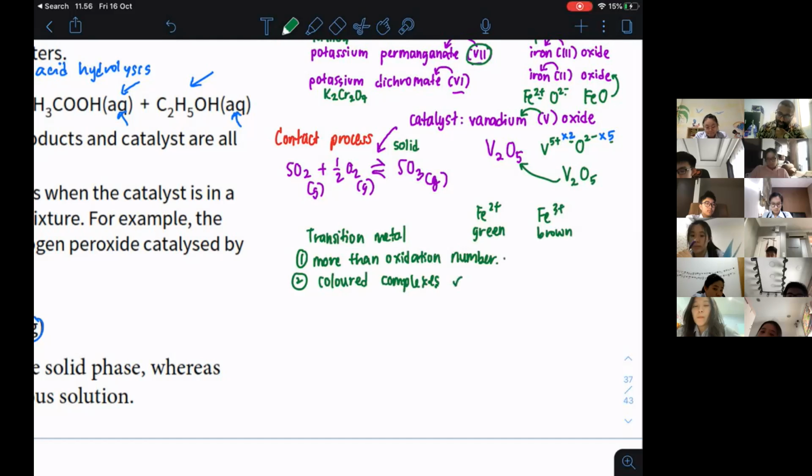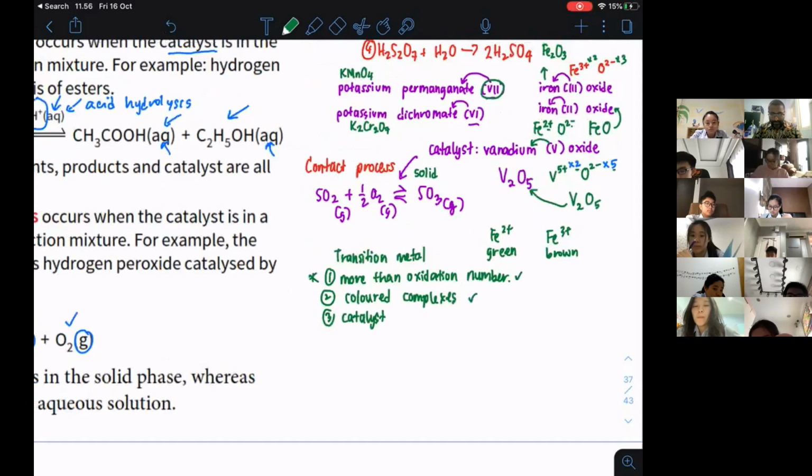So these properties, the important one here, having more than one oxidation number, will help out, because they can be used as a catalyst. Later we will look at what kind of catalyst. I think I can also introduce it now.